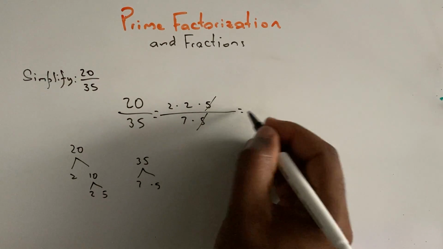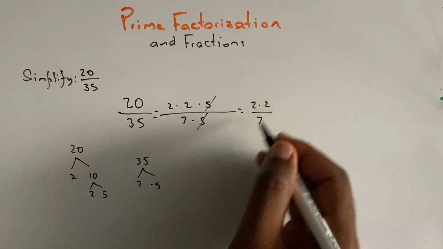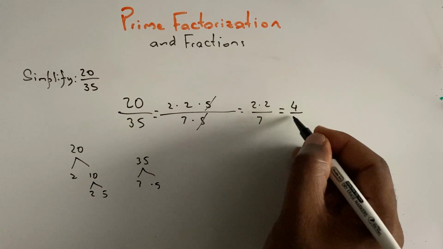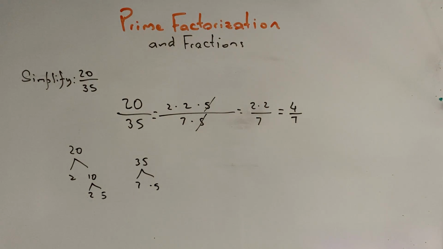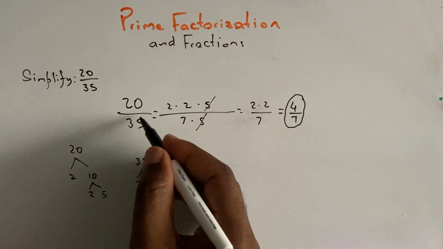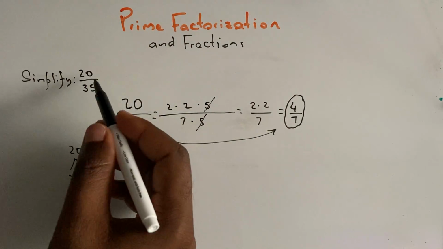So like factors, 5 and 5, would be canceled out. So the remaining factors would be 2 and 2 on top, then 7 on the bottom. And 2 times 2 is 4, and 7 on the bottom. So it's 4 over 7. This is the fraction in lowest terms, or in a more simplified form. So 20 over 35 is the same as 4 over 7. This is simplified.